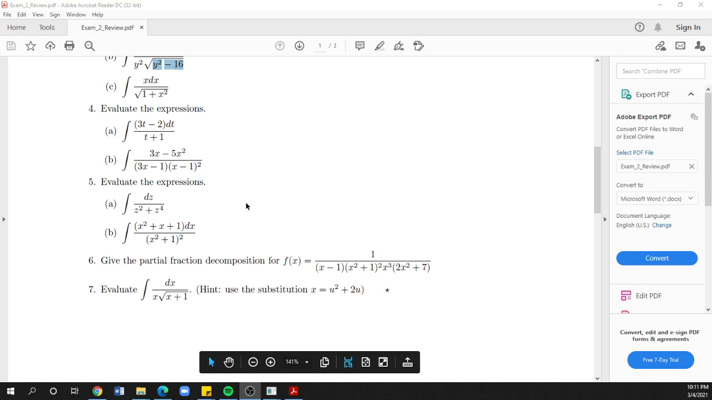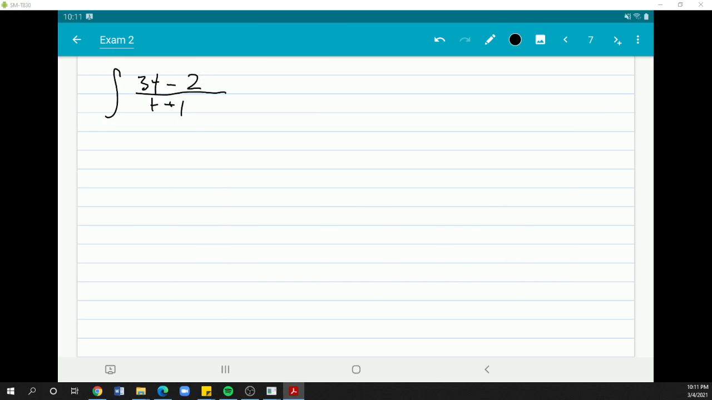All right, moving on to number 4. So first, here's a trick that could come up. 3t minus 2 over t plus 1. So this is the idea that maybe you might have to do some polynomial long division. If there is some, it won't be hard, but you might have to do something.